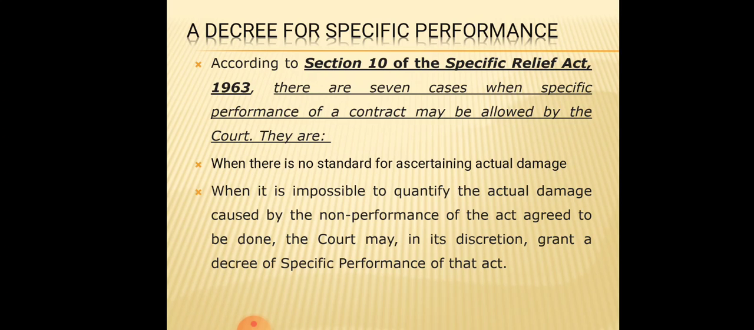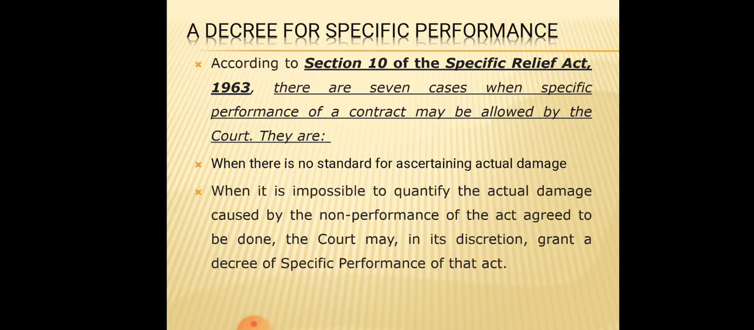First, when there is no standard for ascertaining actual damage. Second, when it is impossible to quantify the actual damage caused by the non-performance of the act agreed to be done, the court may, in its discretion, grant a decree of specific performance of that act. Here, suppose the parties at the time of entering into a contract were ready and willing to perform their part, whatever the terms and conditions were fixed under the agreement of the contract. At that time it was likely to be performed by the parties.